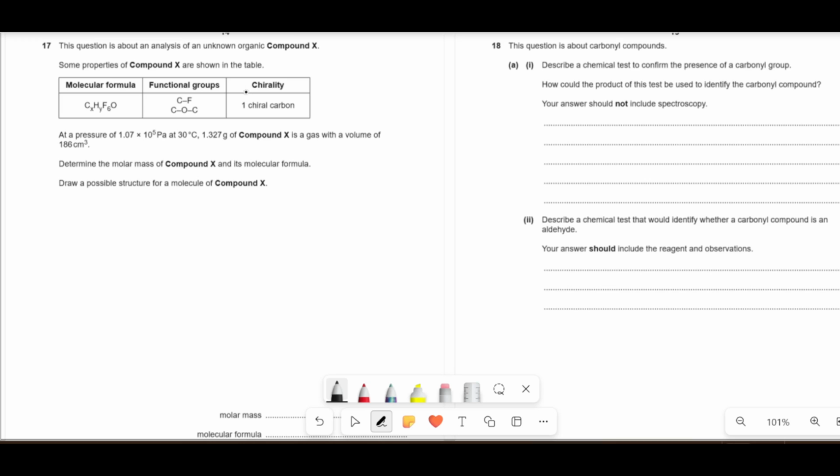So now it says, this is the analysis of an unknown compound X, and its properties are shown below. So we know its molecular formula is CxHyF6O. Fine.